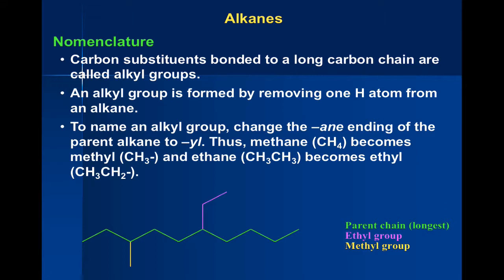So if I look at it, I've got 1, 2, 3, 4. 1, 2, 3, 4, 5, 6, 7, 8. 1, 2, 3, 4, 5, 6, 7, 8, 9, 10. Clearly, the longest continuous chain is here in green. Once you've identified the longest continuous chain, the easiest thing for you to do in terms of naming it is take your pencil and actually circle it. That's what I do. Just circle the longest continuous chain.